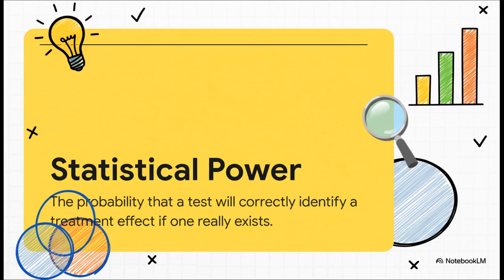If you have a high-power study, you have a high-tech microscope. You can spot even the tiniest little effect. But a low-power study, that's like using a cheap plastic magnifying glass from a cereal box. The effect might be right there, but you're just not going to see it. Power is simply your study's ability to detect a real effect.